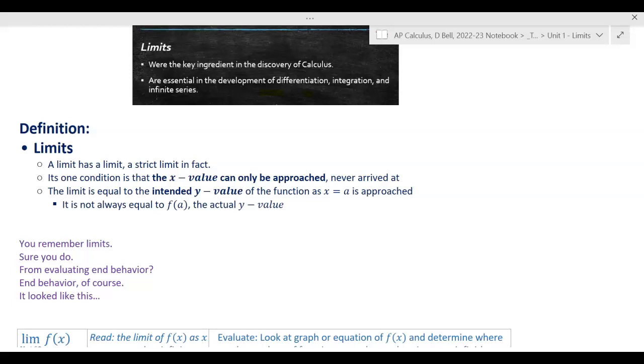So limits as a definition has one condition. Its one condition is that the x value can only be approached, never arrived at. So we're getting closer and closer to an x value, but we never actually get to the x value. The limit is just as we're going towards it, the limit is equal to the intended y value of the function as x equals a is approached. It's not always equal to f of a, the actual y value.